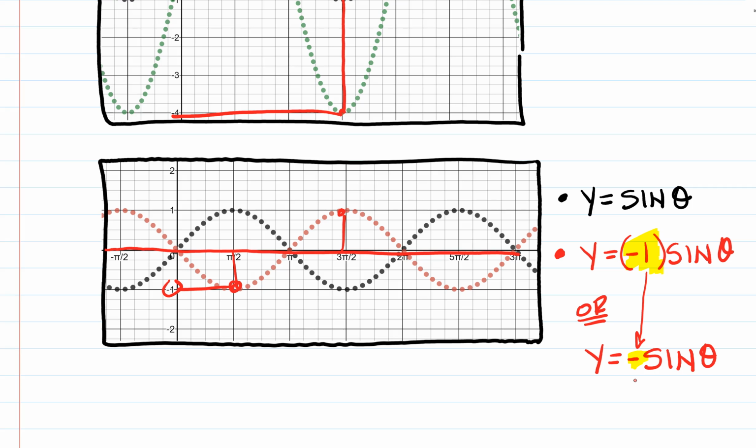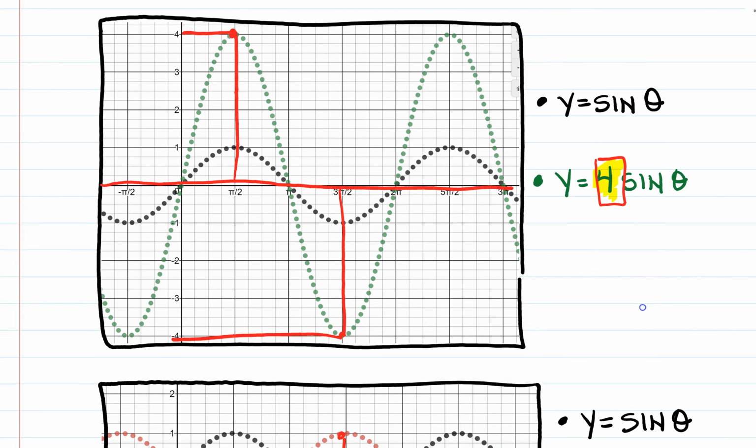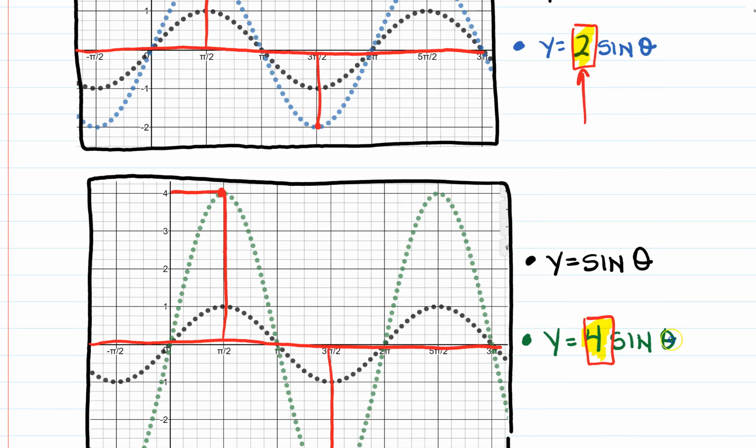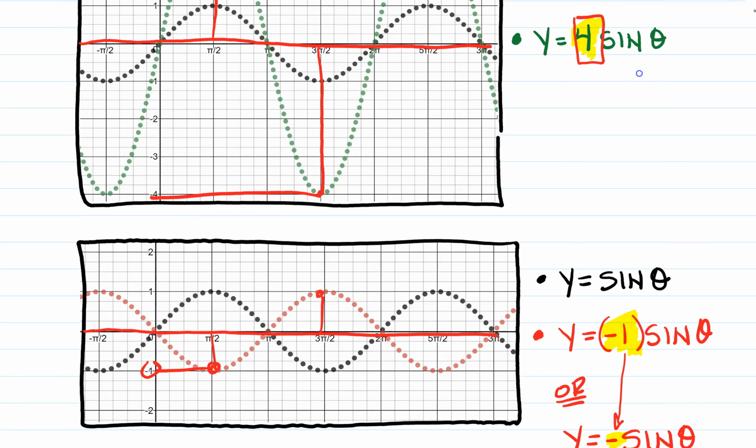Okay, so amplitude is that number that comes out in front. A negative is going to reflect it over. Other than that, it's just pretty straightforward. The number out in front tells you what that amplitude actually is.